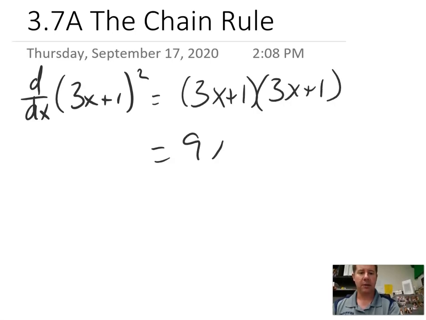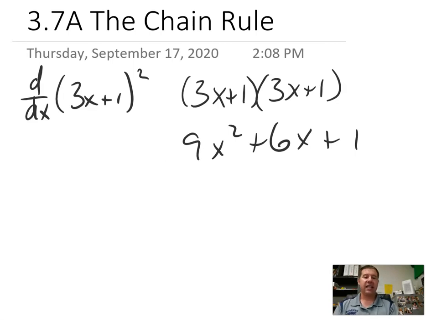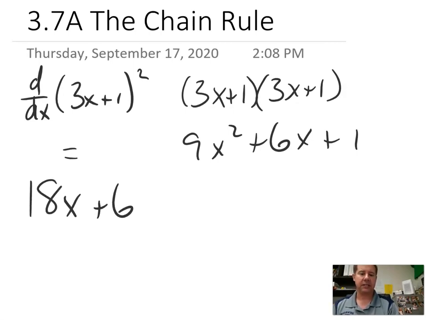I need to go ahead and double distribute, like that. I should be careful with my equal signs here. I guess these are not necessarily equal. Once I've done this, now I can take the derivative of this function. And so the derivative of that would be 18x plus 6.